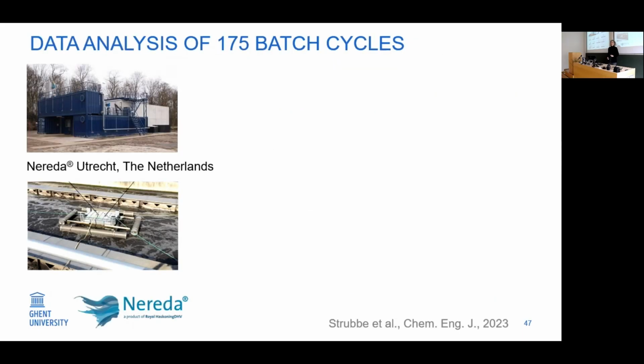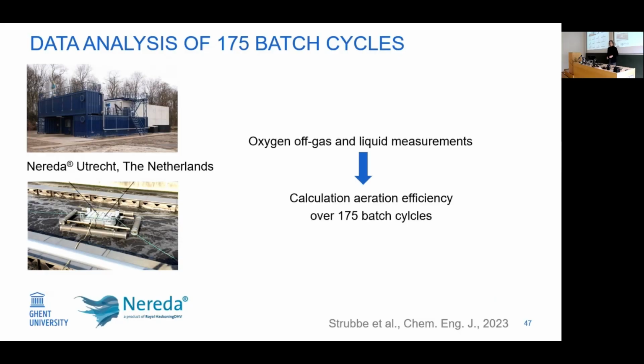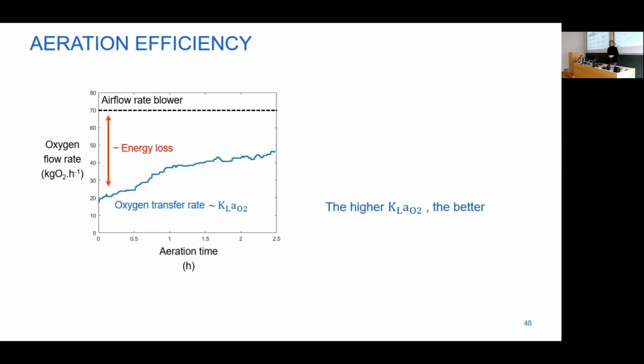What we did is we analyzed the data of 175 batch cycles of such an aerobic granular sludge plant. We studied the off-gas measurement, the liquid phase measurement, and we calculated the aeration efficiency over all of these cycles. Remember, there is a certain airflow rate, a certain amount of oxygen that is given by the blower in the wastewater treatment plant, and there is a certain amount which is transferred, actually taken up in the reactors. Every difference between that is a loss.